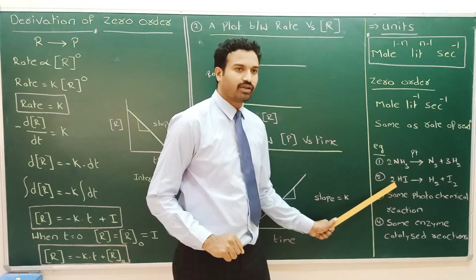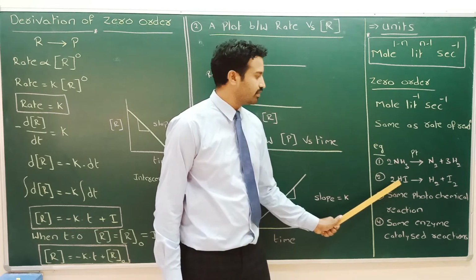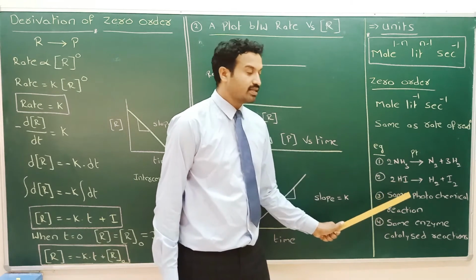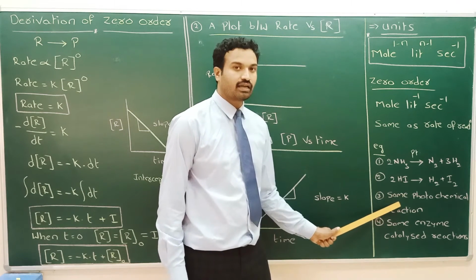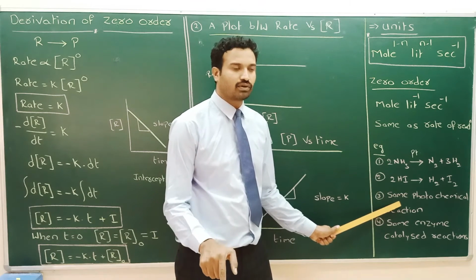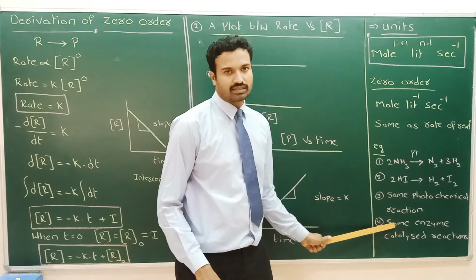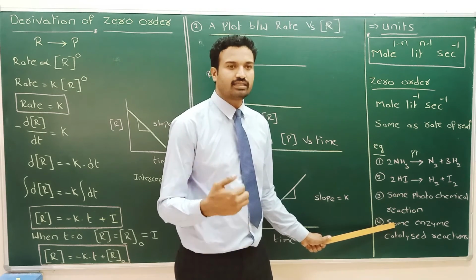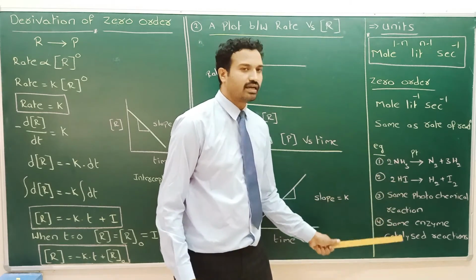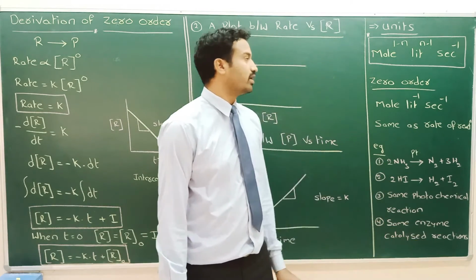The decomposition of hydrogen iodide is also a zero order reaction. Some photochemical reactions, the chemical reactions in the presence of light, have order 0. And some enzyme catalytic reactions, the reactions which are catalyzed by enzymes. So these are the examples of zero order reactions.